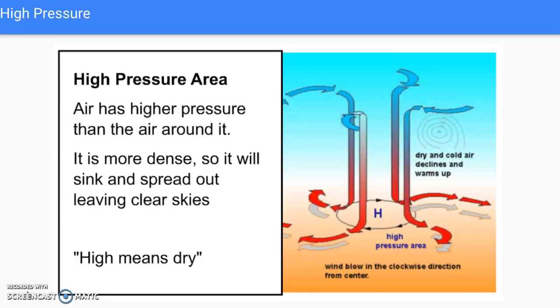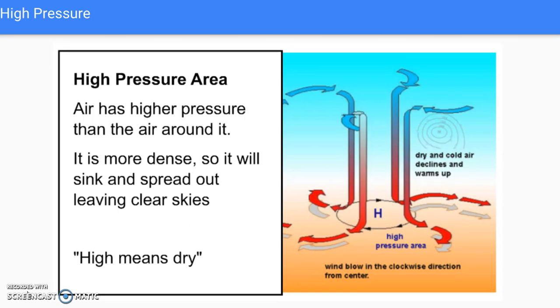Let's take a look now at high pressure. High pressure, of course, is the opposite of low pressure. It has more dense molecules. High pressure means more molecules compacted close together. We know that more compacted, more dense areas or more dense air is going to sink because it is heavier than the air around it.